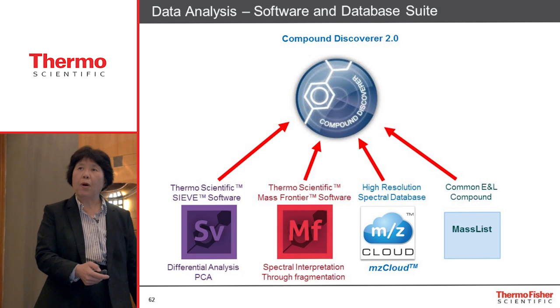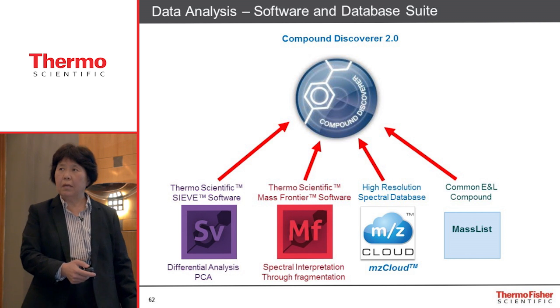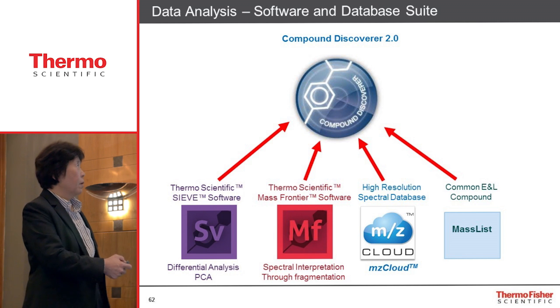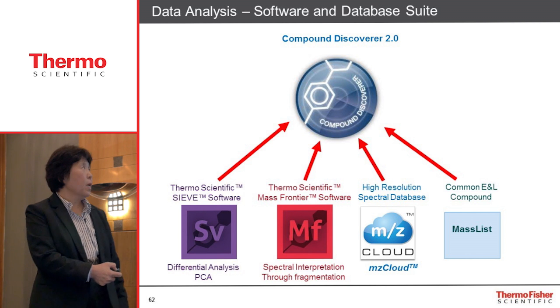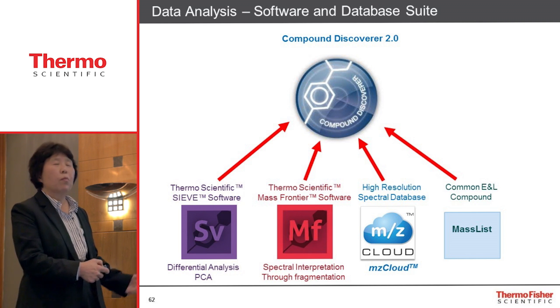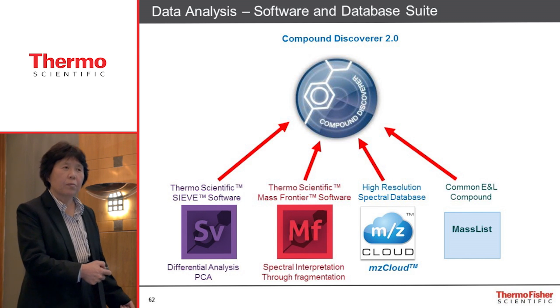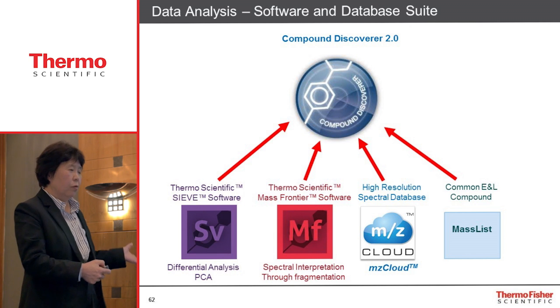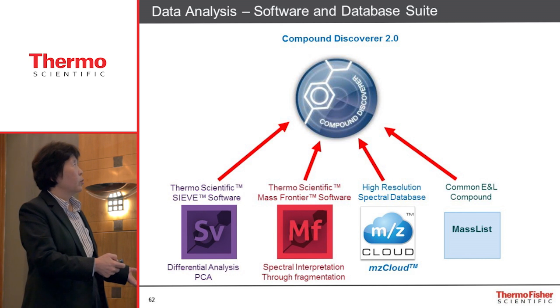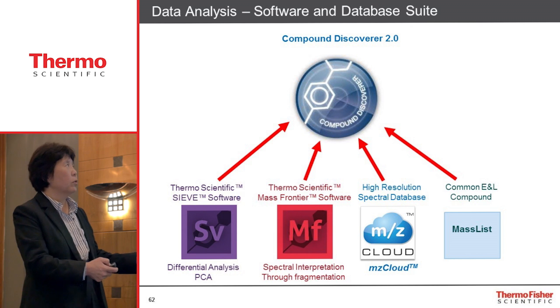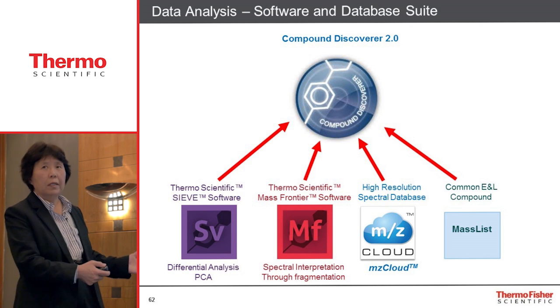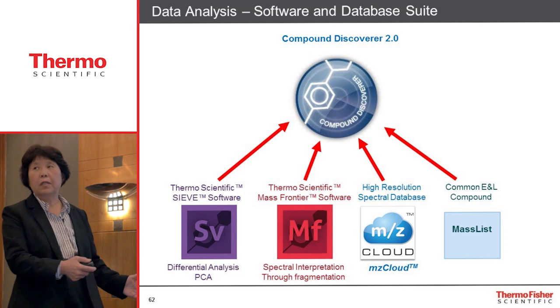Normally, data processing is always a bottleneck, right? With Compound Discoverer 2.0, bottleneck no more. This one is a Thermo-made, with advanced, customizable, very flexible workflow. For the 1.0, we could only do known parent compound impurity ID. But for 2.0, we can do unknown, right? So which is great news for NL folks.